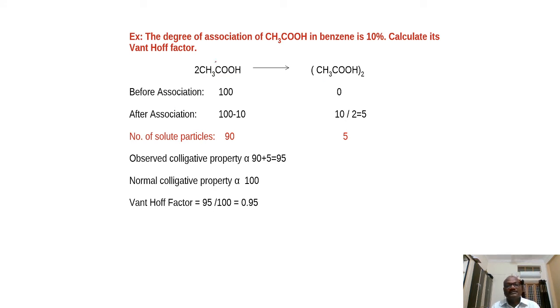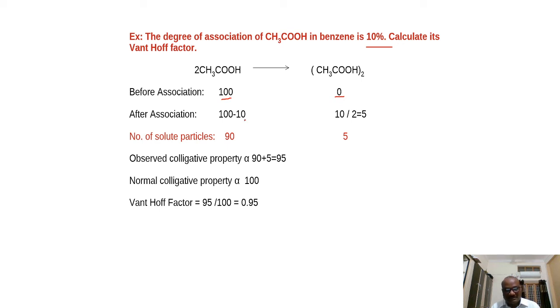So before association, how many particles are we taking? A percentage is given, that's why we say 100. No association, that's why it is 0. Now association started, it is completed. After association, you see 10% is given, so out of 100, 10 molecules are associating.